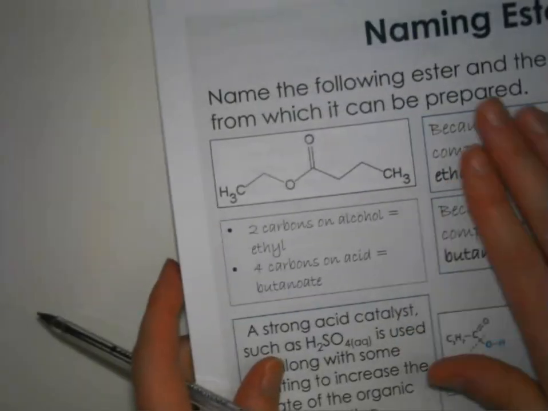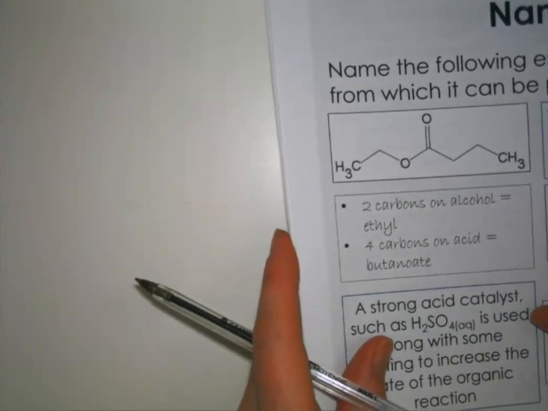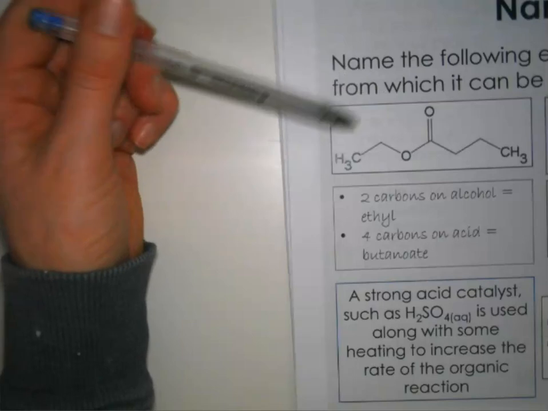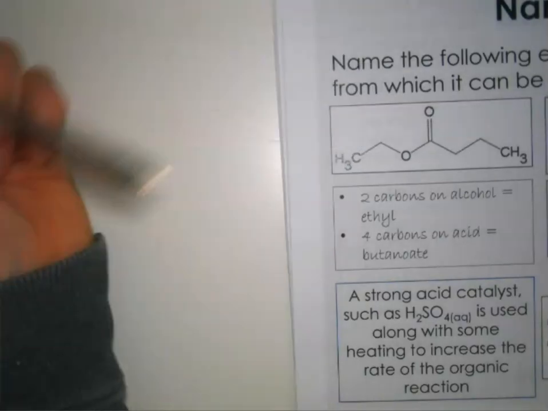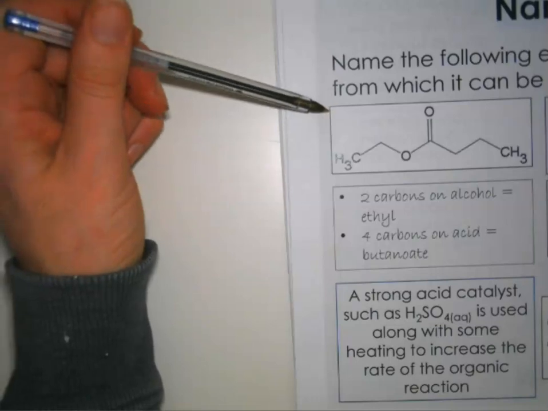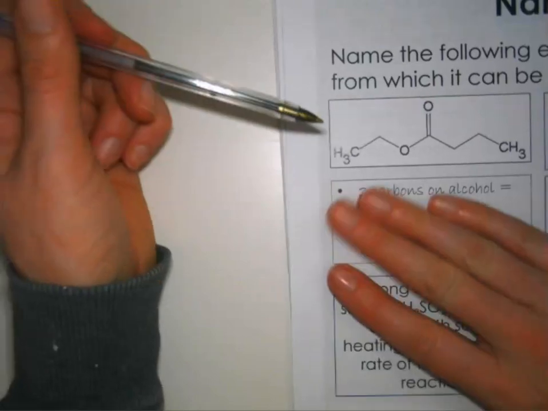So there's one more example of this here. I accidentally forgot to remove the giveaway there, so I'll try to move this over so you guys can't see that. So if we look at this compound, we want to name the ester as well as the acid and alcohol from which it was prepared. So again, I kind of gave that away there. Oops.